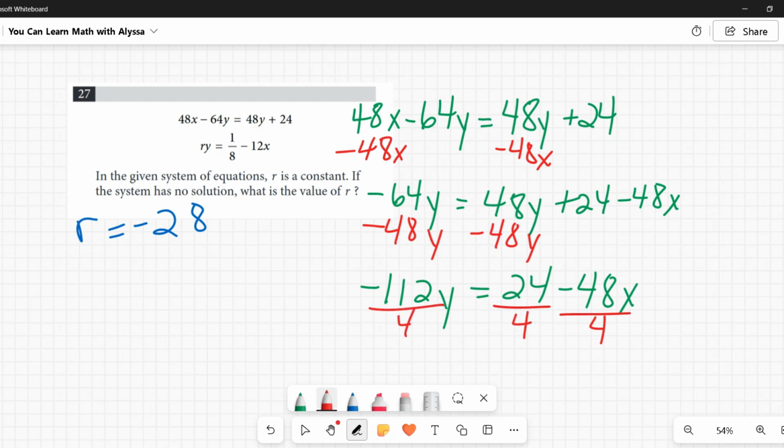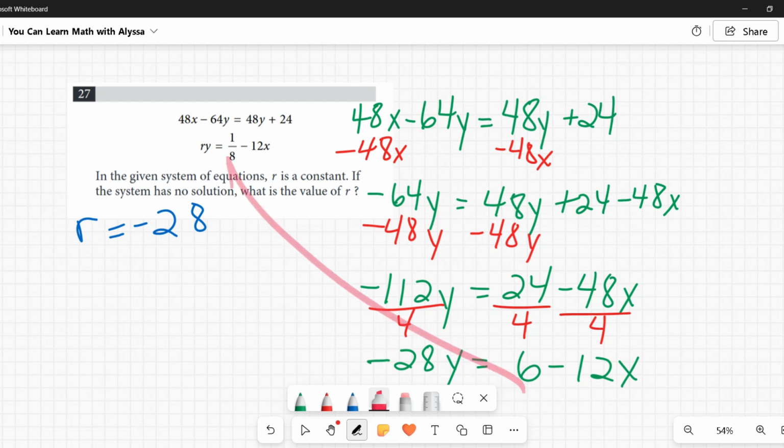Everything's good. What do I get on the left? Negative 112 divided by 4 is negative 28y equals 6 minus 12x. And there we go, they are set up to match. The 6 and the 1/8 don't match, and I wouldn't expect them to, because this number that's by itself is what represents the y-intercept once I get it into y equals mx plus b form. So they should be different, because they can't have the same y-intercept.